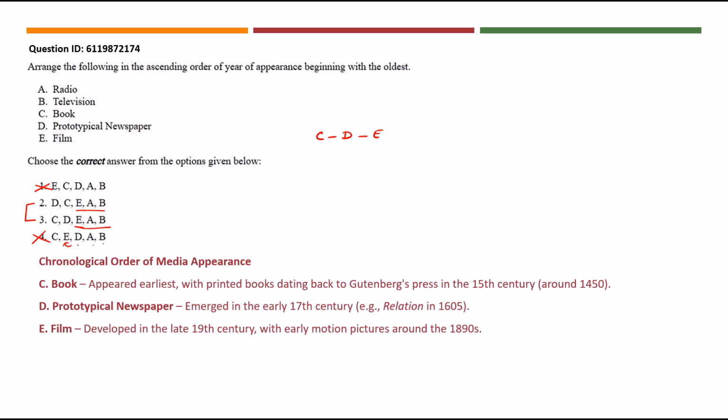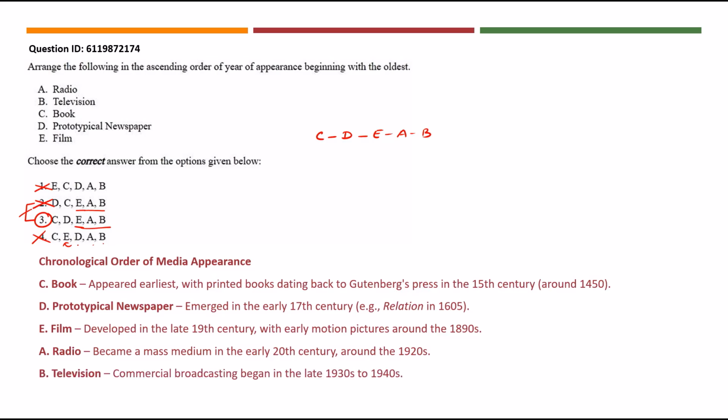Still the competition is between book then newspaper, or newspaper then book. When you start thinking about older generations, you have to think in this way: there was a book first. Maybe when people wanted to share their thoughts with other people, newspapers came into existence. So the order will be book first and newspaper next. Option number 3 will be the right answer. The order will be C, D, E, A, B. What about radio? This became a mass medium in the early 20th century, around the 1920s, and television commercial broadcasting began in the late 1930s to 1940s. This is the chronological order of the given media.